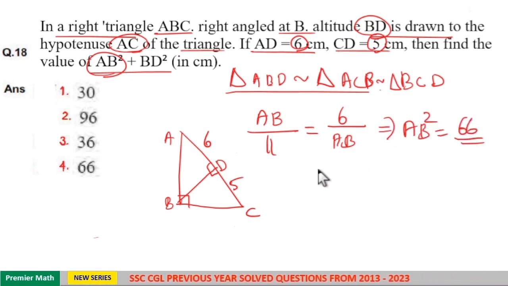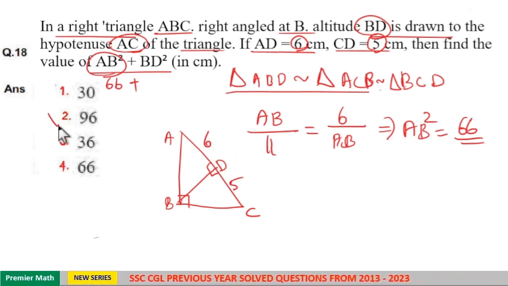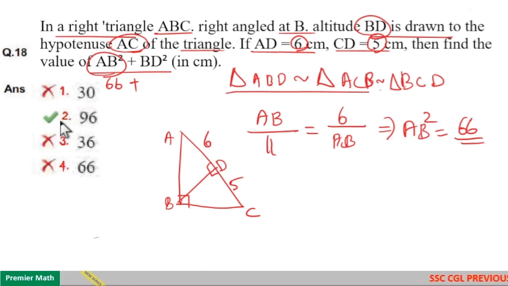If AB square is 66, then AB square plus BD square should be greater than 66. Here greater than 66 is option 2, that is 96, which means BD square is 30.